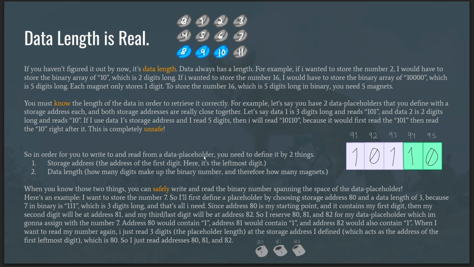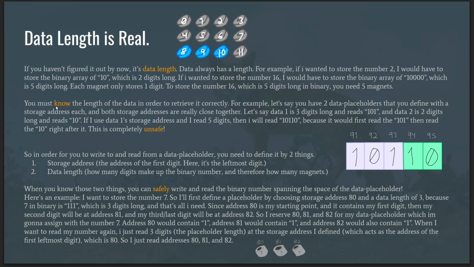Each magnet only stores 1 digit. To store the number 16, which is 5 digits long in binary, you need 5 magnets. Here's a nice little illustration. If you have something that's 3 digits long, you need 3 magnets. So it's these 3. You must know the length of the data in order to retrieve it correctly.